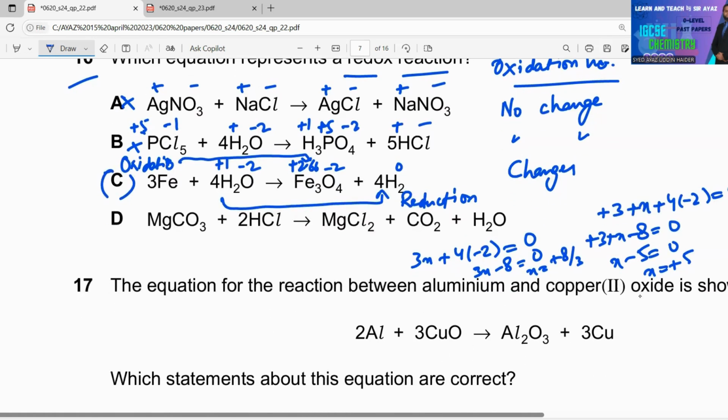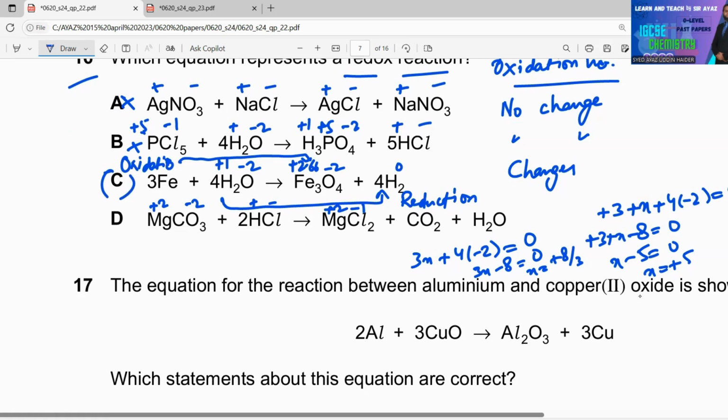No need to work on D because the charge on Mg is +2, as it is in group 2. Carbonate ions carry a -2 charge. HCl, hydrogen attached to a non-metal must be carrying a plus charge, and Cl carrying a minus charge. And MgCl2, Mg again carrying +2 charge. Cl, it's in group 7, must be carrying -1.